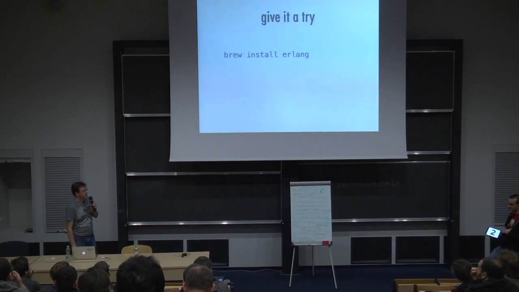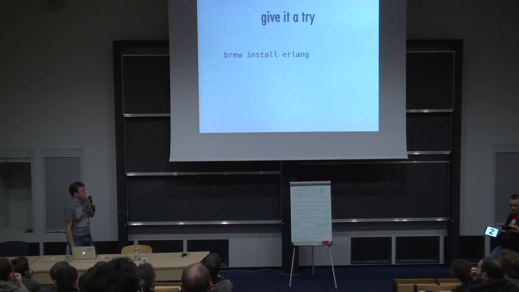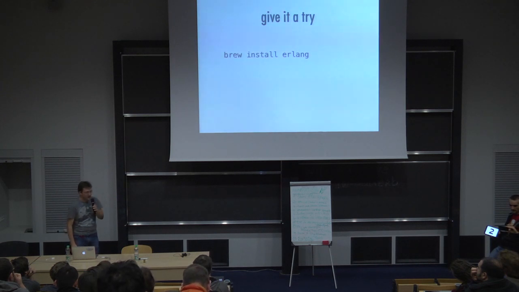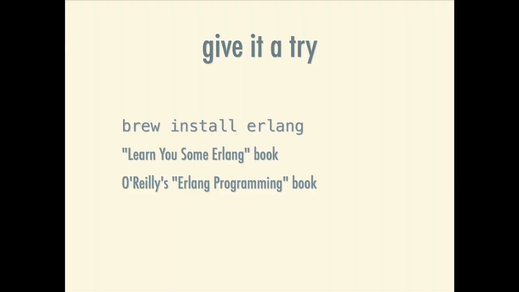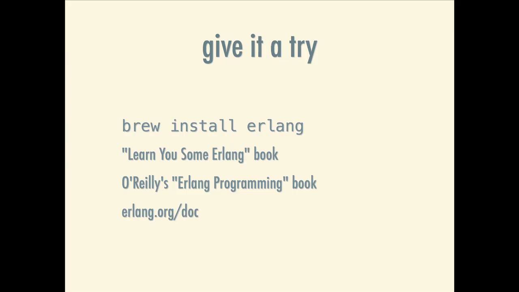On macOS, you install it like this. On Linux, you just install it depending on your package manager. If you are using Debian stable, you should check out backports because the packages in Debian are quite old. Also, if you are looking for resources, just Google these two books. The first one is free, you can read it on the internet, and the second one is quite good too. For documentation, just look at erlang.org/doc.